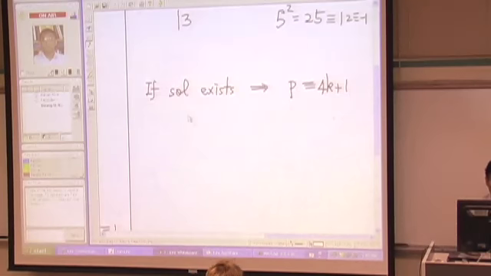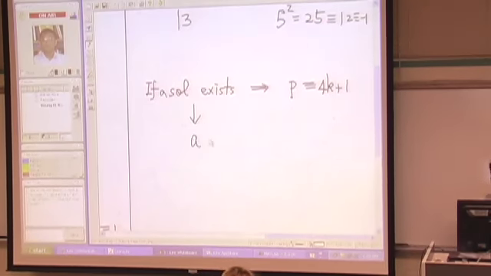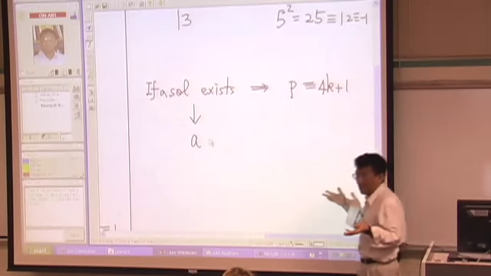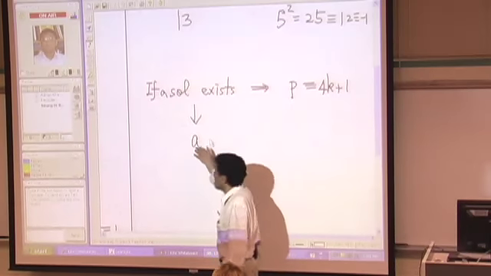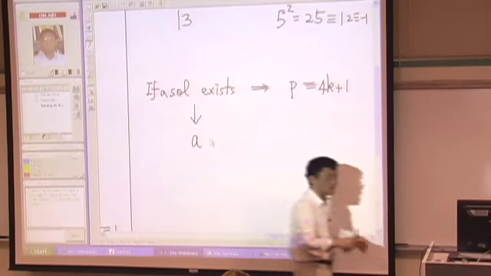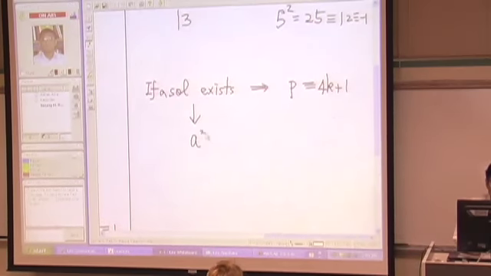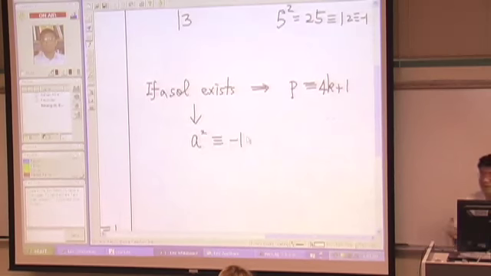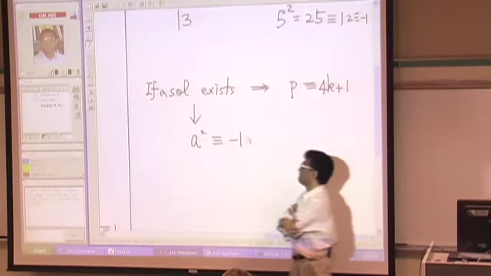Because I said a solution exists, let's say the solution is A, right? I call it A. You can call it anything, s, k, anything, right? Just the solution. Then because it's a solution, A squared is congruent to negative 1 mod p. Do you get it?